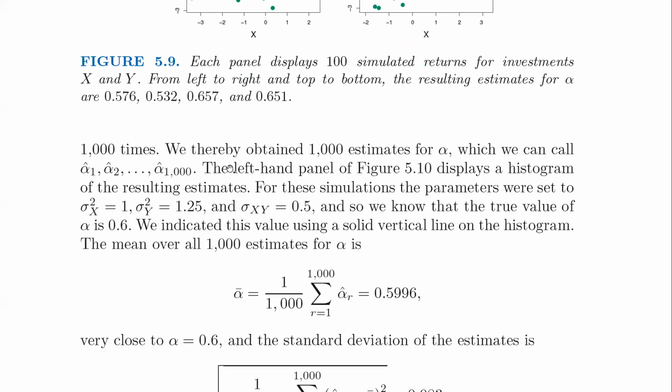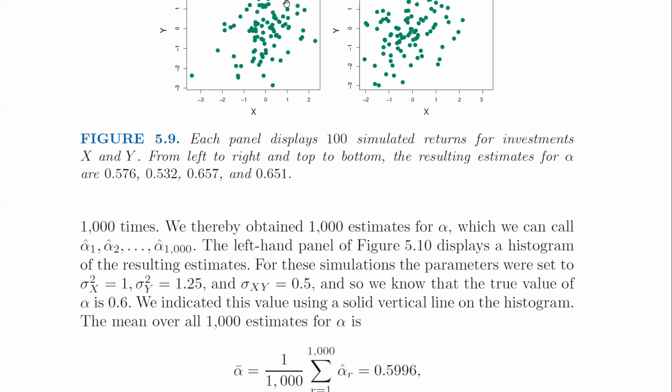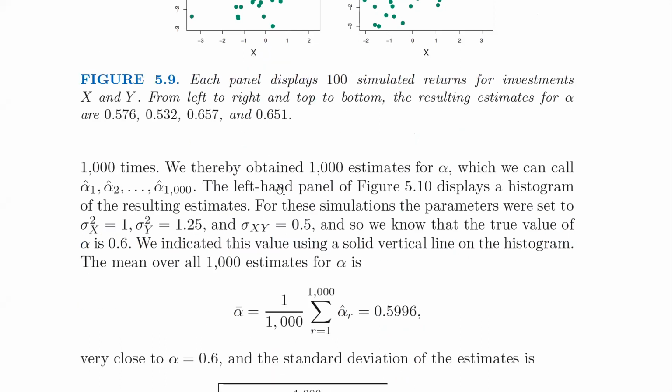So we thereby obtained 1,000 estimates for alpha, which we call alpha 1 hat until alpha 1,000 hat. The left-hand panel of figure 5.10 displays a histogram of the resulting estimates. So this is a histogram. Interesting, there are two colors. Maybe they're playing God in one of them, where they know the actual parameters.